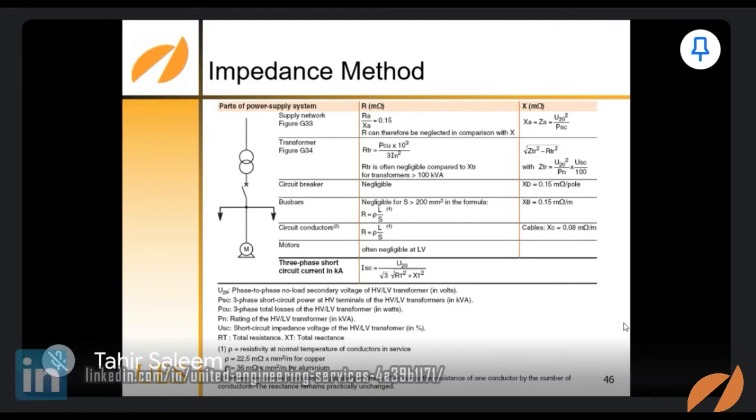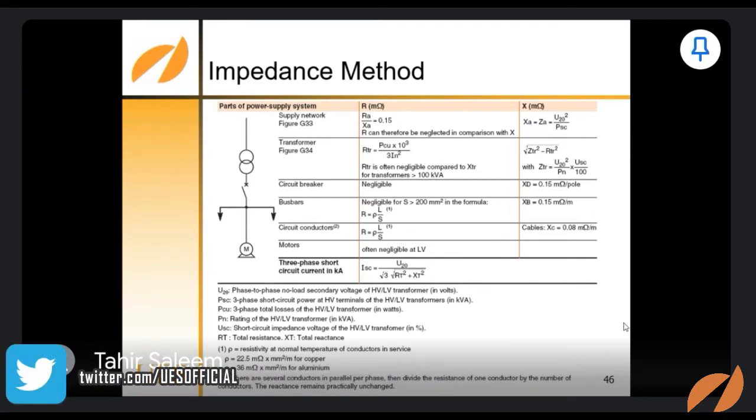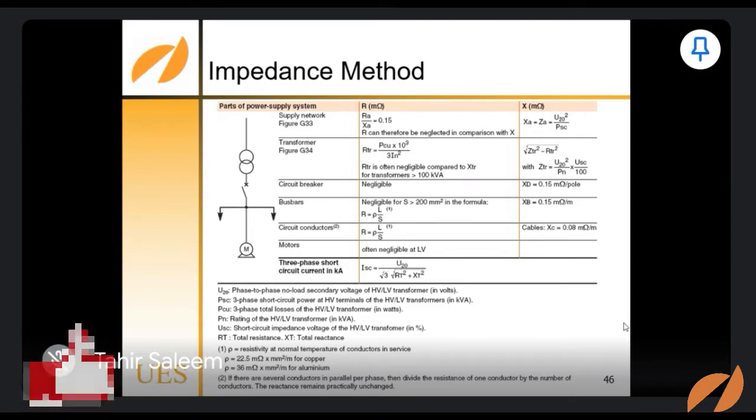So this is an impedance method, with different formulas over there. The assumptions are in that. This I have taken from a Schneider electrical installation handbook. It's very well explained over here. You can see you have made a single line diagram and calculated R and X, resistance and reactance. So R is taken as 15%. R can therefore be neglected in comparison with X.